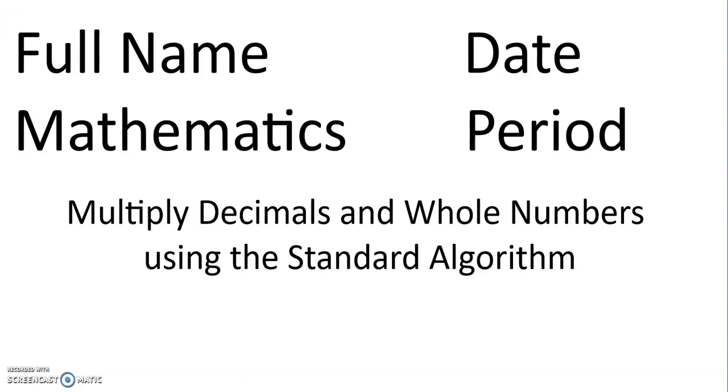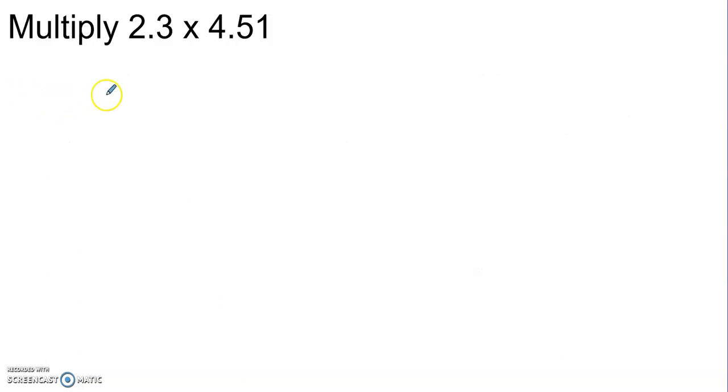So now that we have that, let's look at our question. We have 2 3/10 times 4 51/100. So when I multiply that, we're going to put that in our vertical way. And here we don't have to line it up by place value, because we are going to multiply a different way.